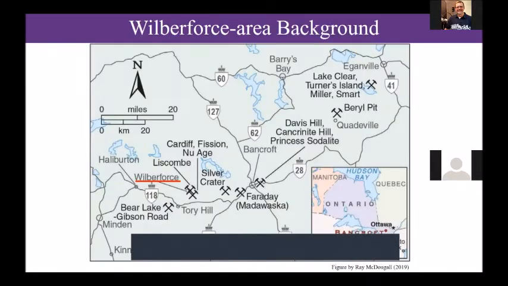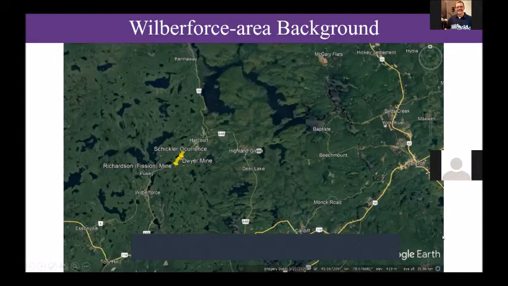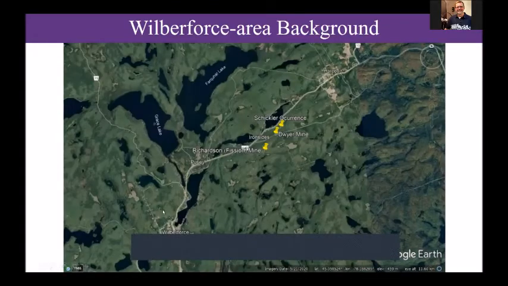So just to give some geographical background of where Wilberforce is, this is a figure by Ray McDougall from a Rocks and Minerals article, but here's the location of Bancroft, and then Wilberforce is just right over here. Zooming out a little bit, you can look at the location of the Great Lakes, and then the yellow pins that are labeled up here are the localities we're going to be looking at. Zooming in a little bit more, here's Bancroft, here's Wilberforce, and here are the localities. Again, here is the town of Wilberforce, and then we've got my 3 pins here for the localities.